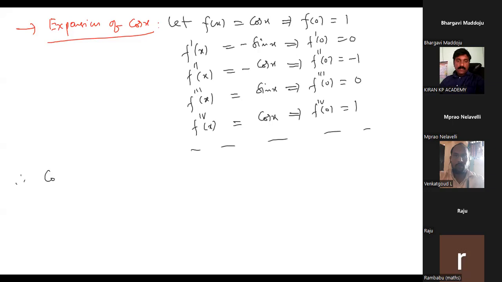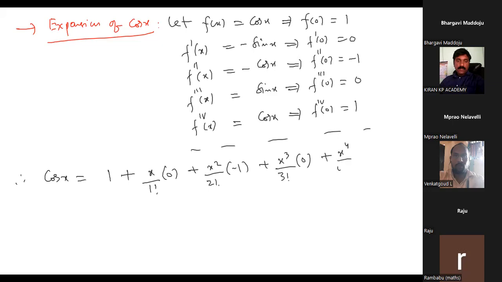So cos x is 1. First one is 0, second is minus, third 0, meaning even powers, alternate signs. So cos x is 1 - x^2/2 factorial + x^4/4 factorial - x^6/6 factorial + and so on. Now we will do tan x. This is enough, then after that we do some questions.